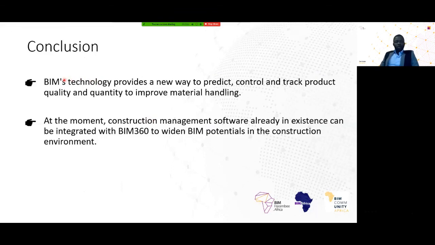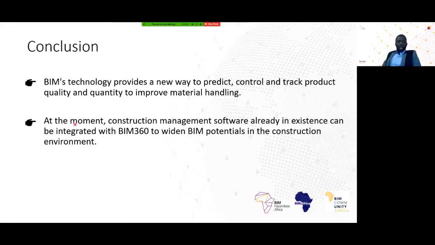In conclusion, we'll realize that BIM technology provides a new way to predict, control, and track product quality and quantity to improve material handling. This shows that the current method of document management is not based on storage in a consolidated database, but rather in individual storage or in a site document archive. As such, when personnel that have been working on a particular construction site are redeployed to another site after the work is completed, the documents managed by individual professionals are often dispersed, which obstructs consolidation of construction information documents, while documents that are stored at the site are often not categorized, which reduces their usefulness and obstructs feedback for follow-up projects.